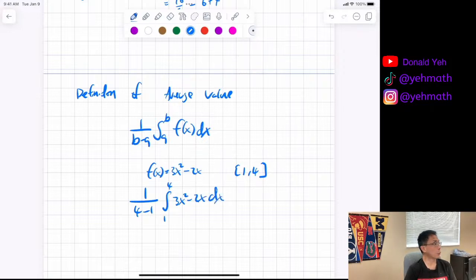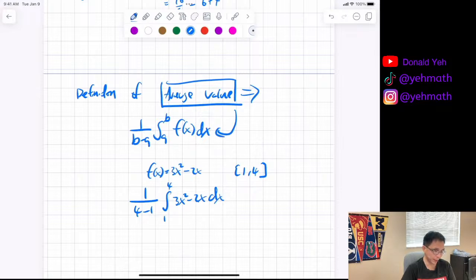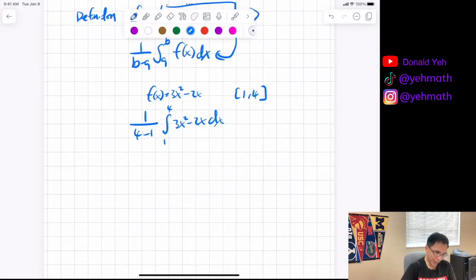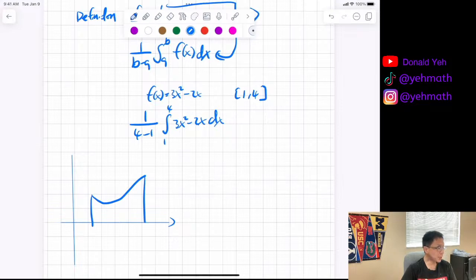Now, when you evaluate that, what does this mean? What does average value mean to you? That's more important than calculation. Calculation is super easy. Imagine I have some type of area like this. What does average value mean to you?